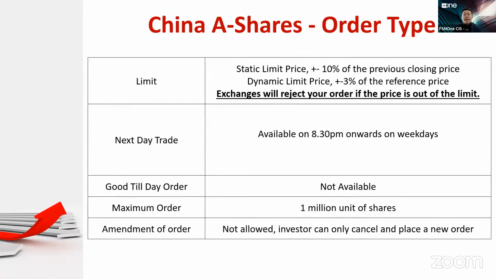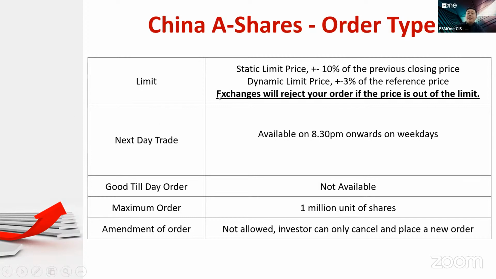So this is the China A-share order type. Under China A-share, you are able to place limit orders only, but not market orders. For this limit order, there are some restrictions from the exchange. There is a static limit price, which means you cannot place more than 10% above or below the previous close, meaning the last business day closing price.